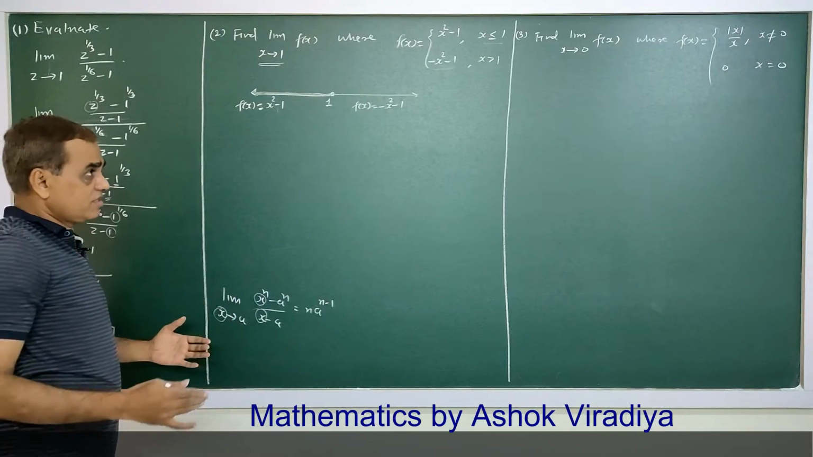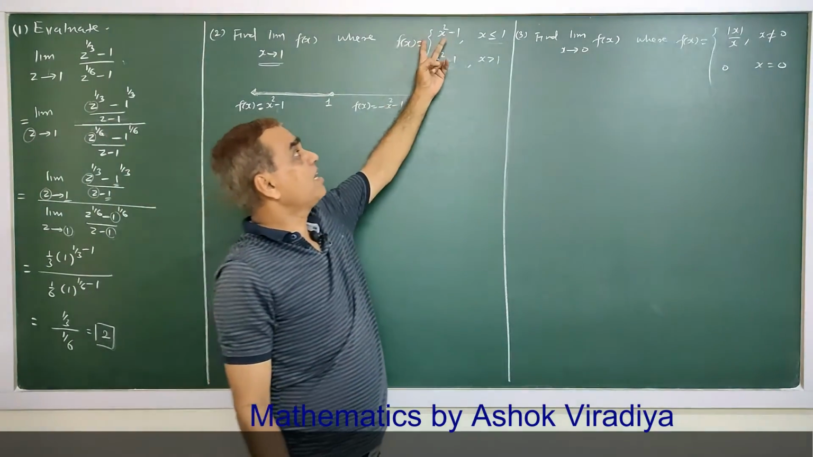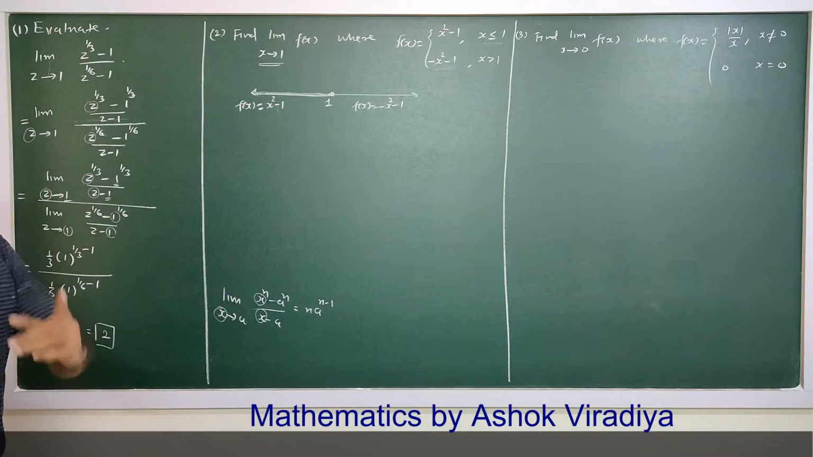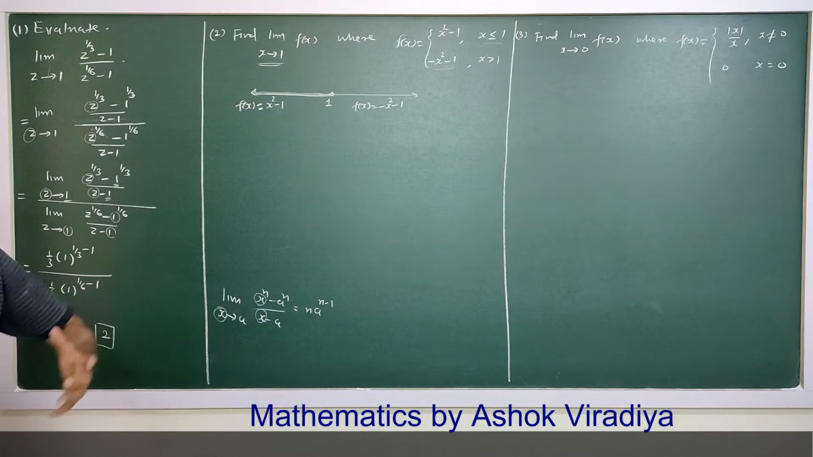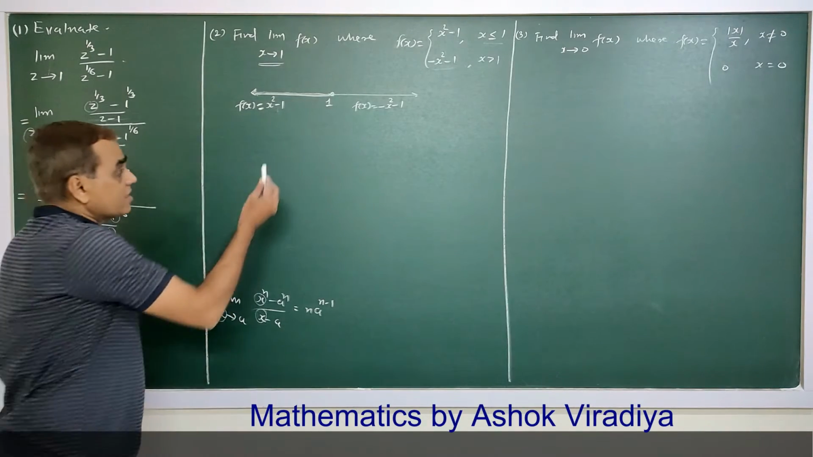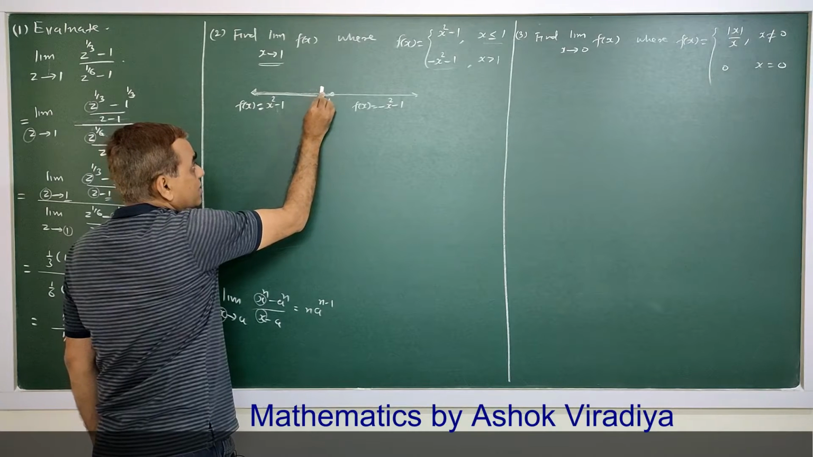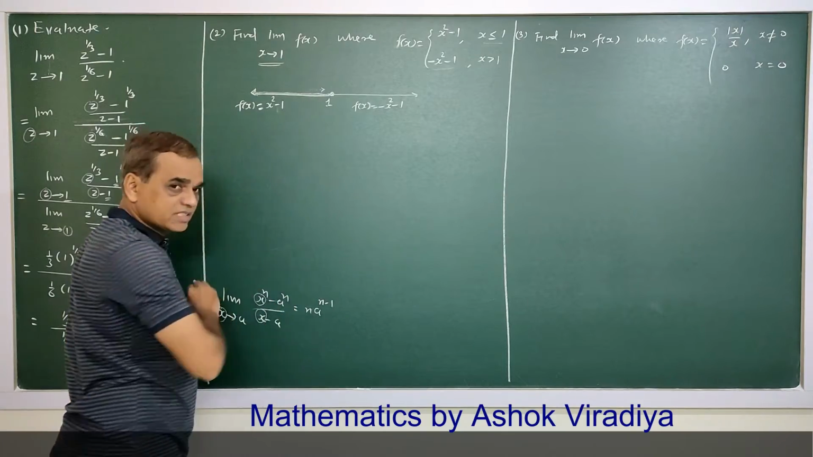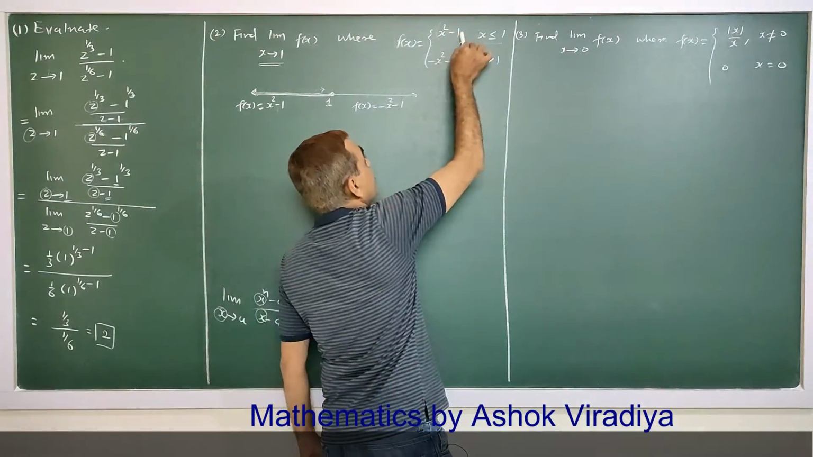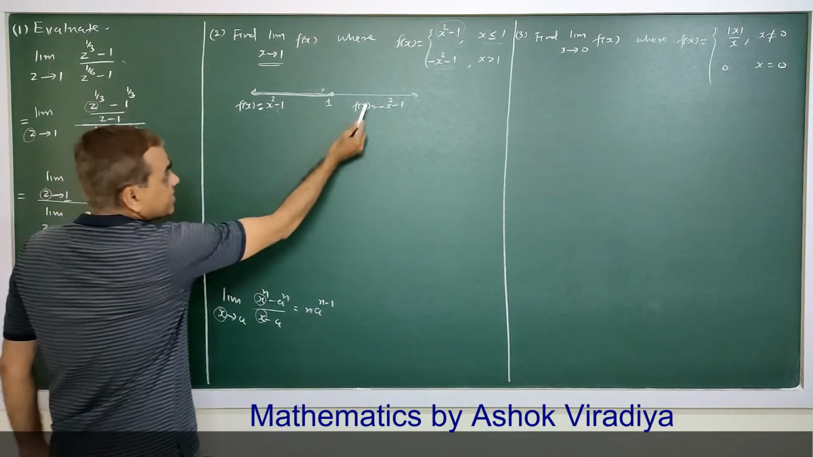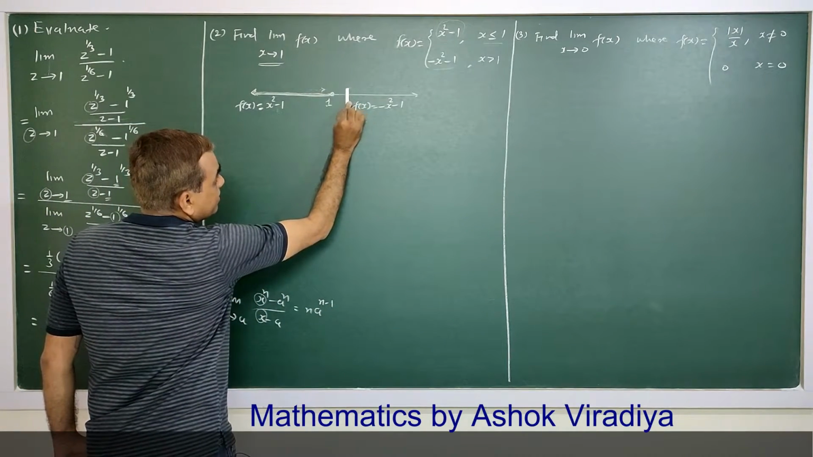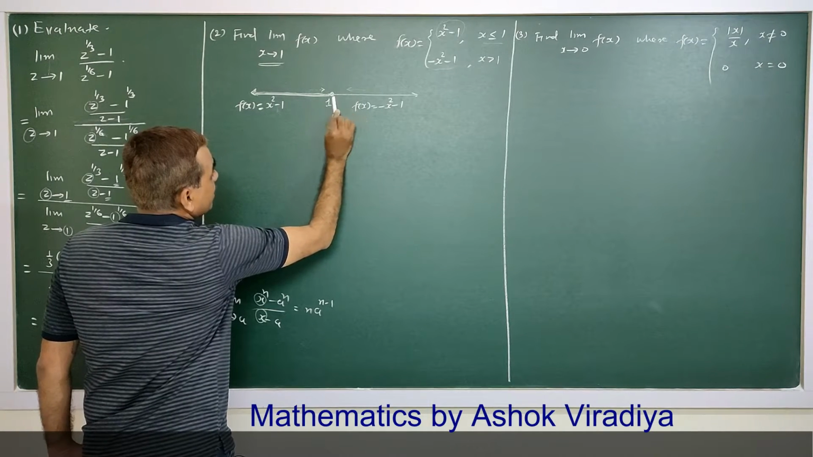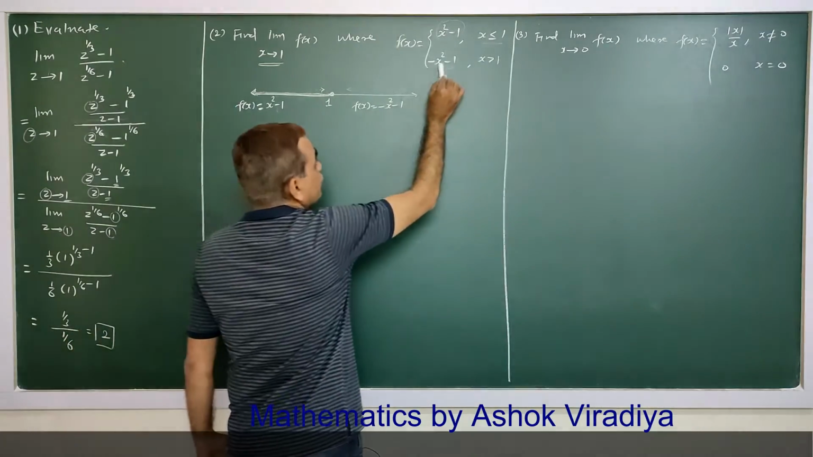So if a function changes its working formula at a number at which you are asked the limit, then check the left limit as well as the right limit, because when x tends to 1 from the left side, all x will be less than 1. In that case, we have to use this formula. And when x tends to 1 from the right side, all these values of x which are on this side will be more than 1. So in that case, we have to use this formula.